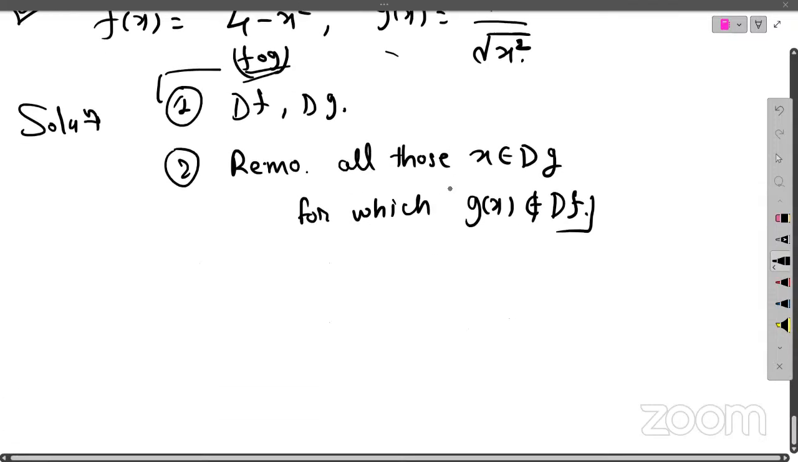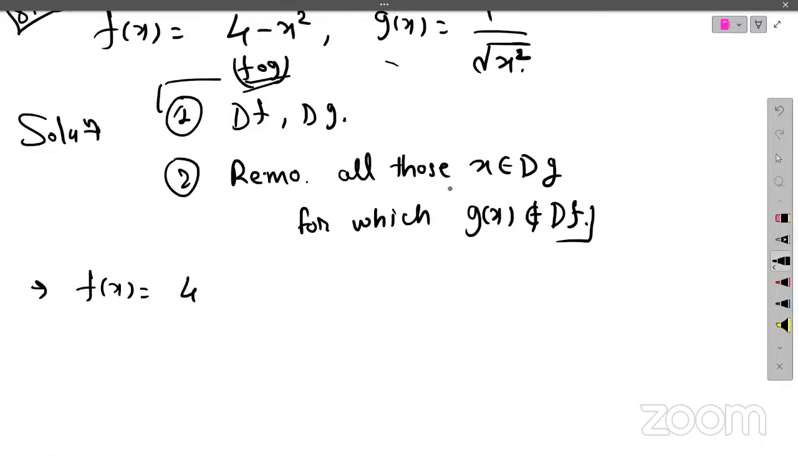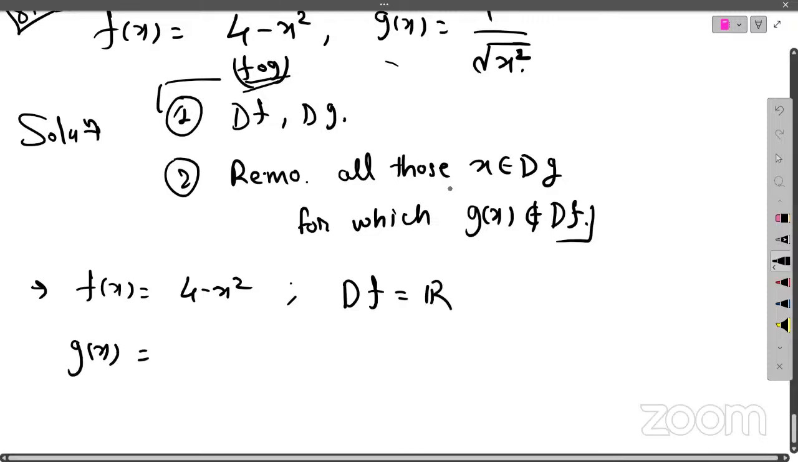So here, first we will find out the domain of f and g. Since the functions are very simple, f of x is 4 minus x squared, which is a polynomial. We know that all polynomials have the set of all real numbers as their domain. So the domain of f is all real numbers. And what is g of x? g of x is 1 upon the square root of x squared.